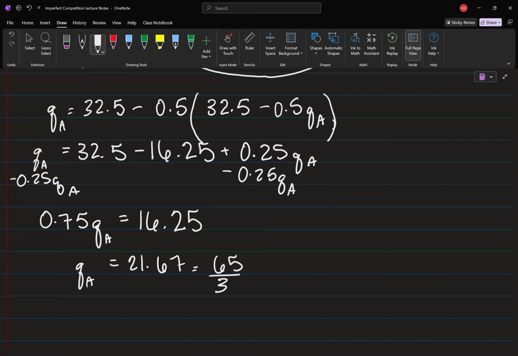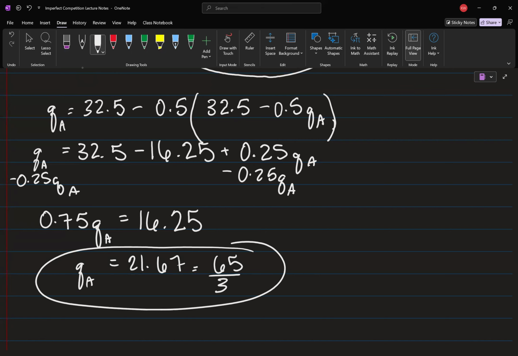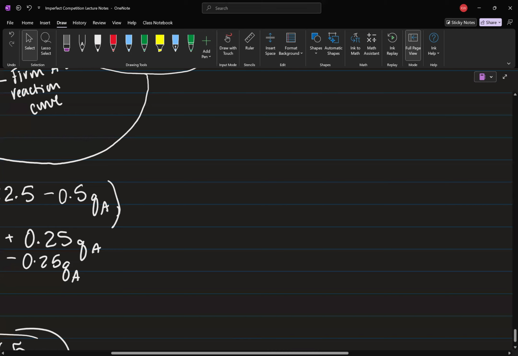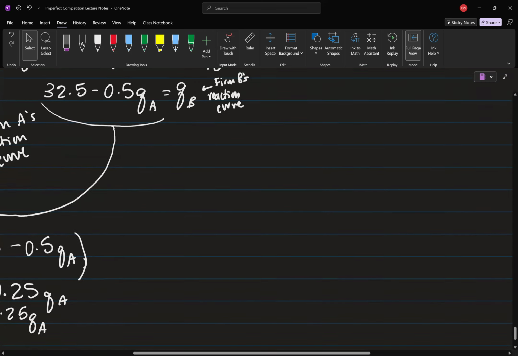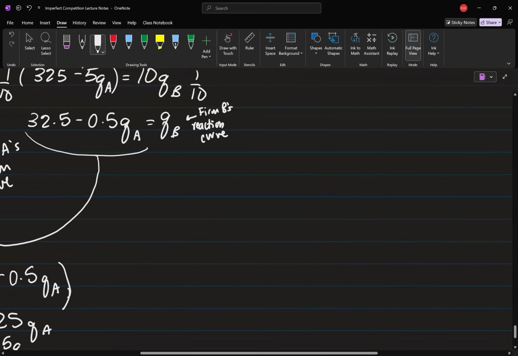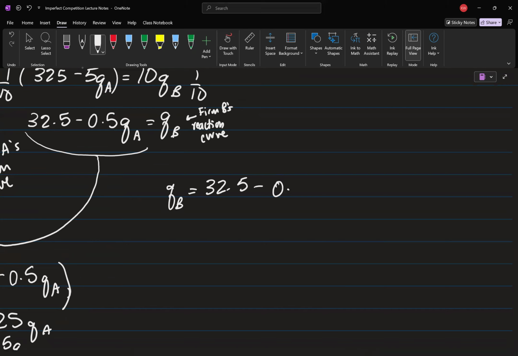Now that we have the amount that firm A produces, we want to find how much firm B produces. So we're just going to substitute into firm B's reaction curve for the amount produced by firm A. So the amount produced by firm B is going to equal 32.5 minus 0.5 times what firm A produces.